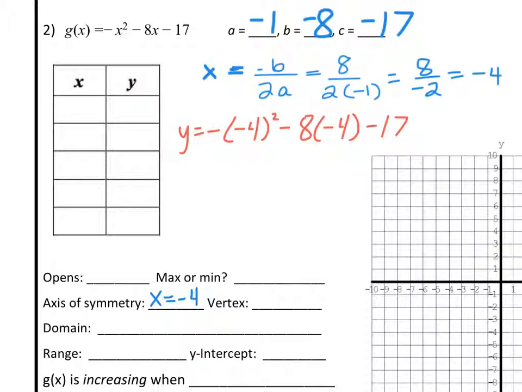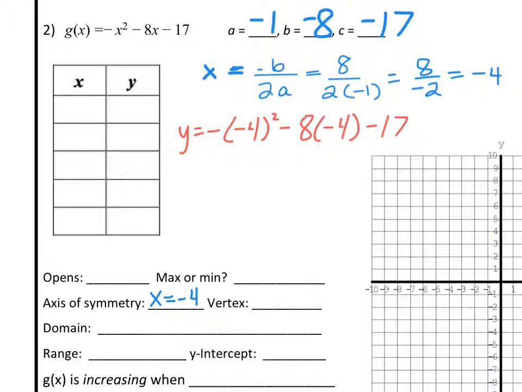If you could type it in correctly, you should get -1. Is that what we got? Yeah. That'll save you some time. We know our y value is -1. Does anybody need assistance typing in their calculator correctly?